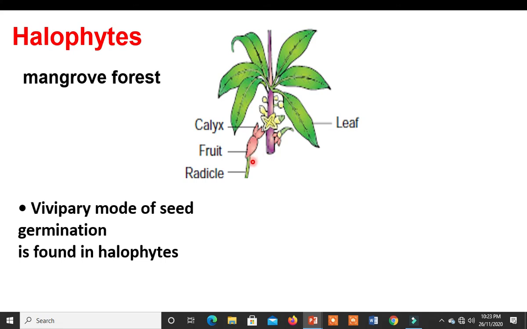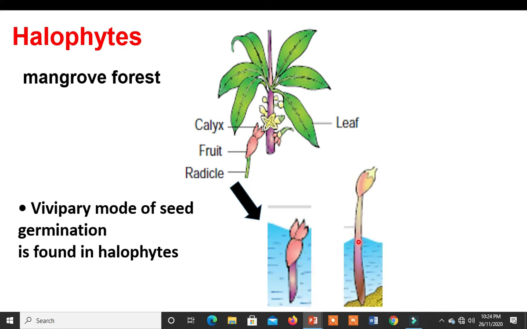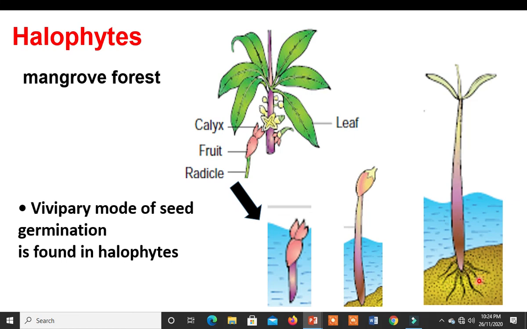The radicle is very long. Because of the weight of the radicle, the fruit falls down and it penetrates into the soil. It penetrates into the soil and produces roots. So above the ground level water is there. In this situation also, because of this mechanism, the vivipary mode of germination, the plants can produce a new generation. This is a special kind of seed germination.